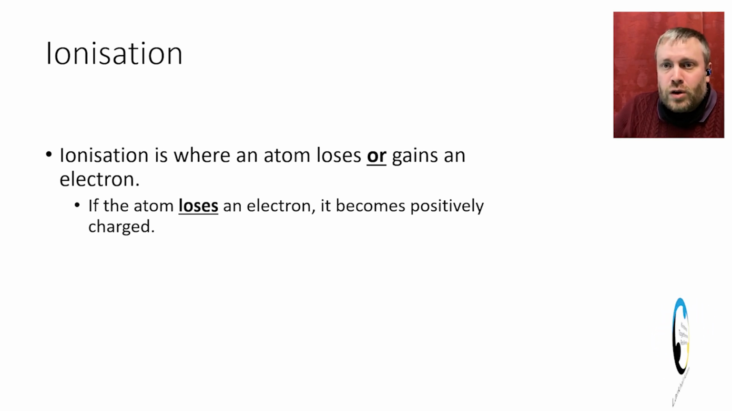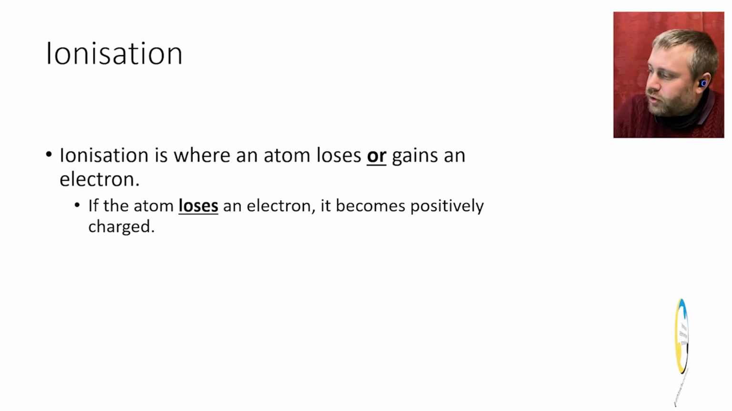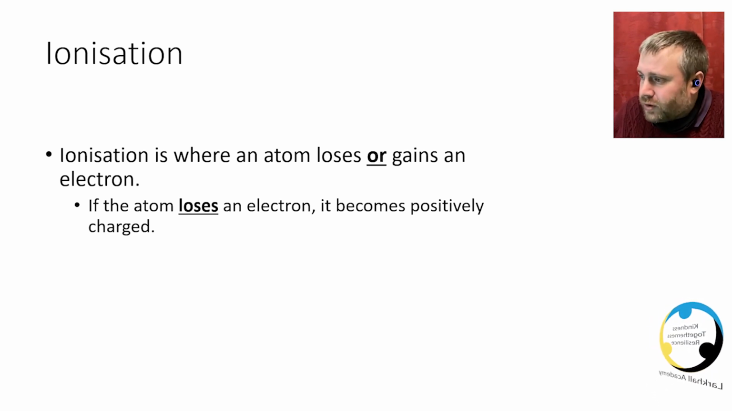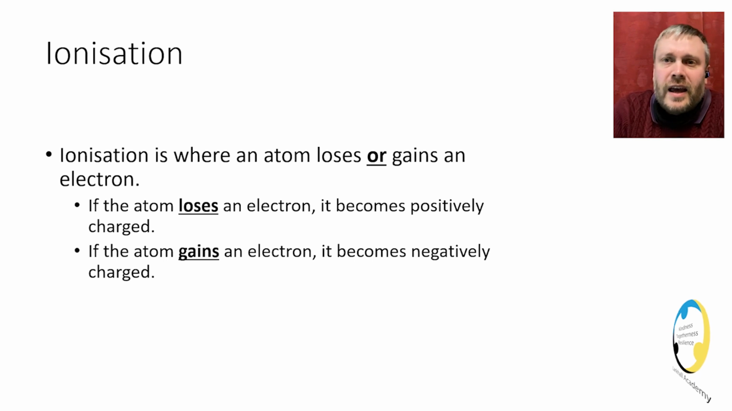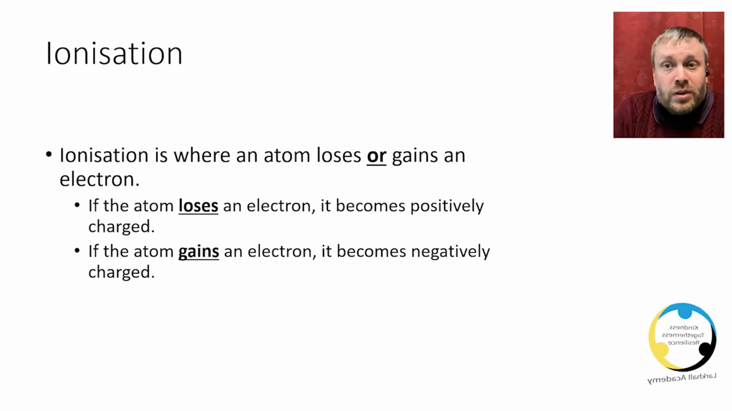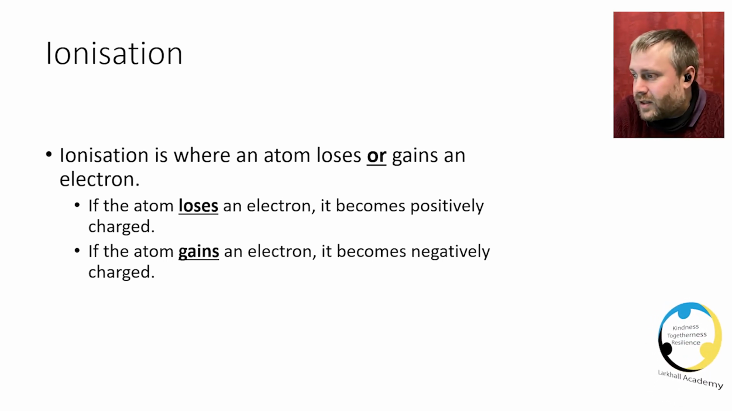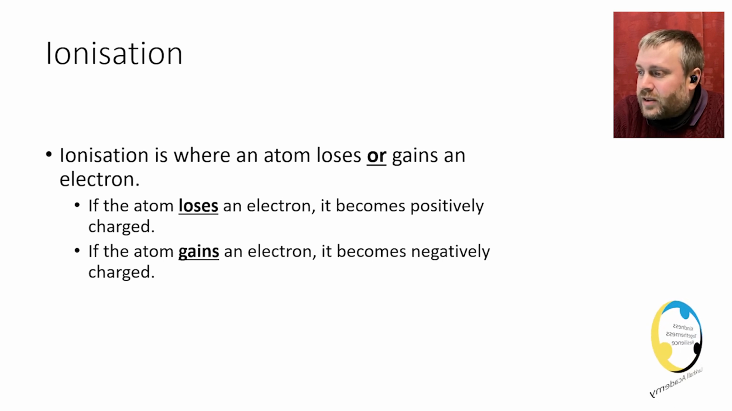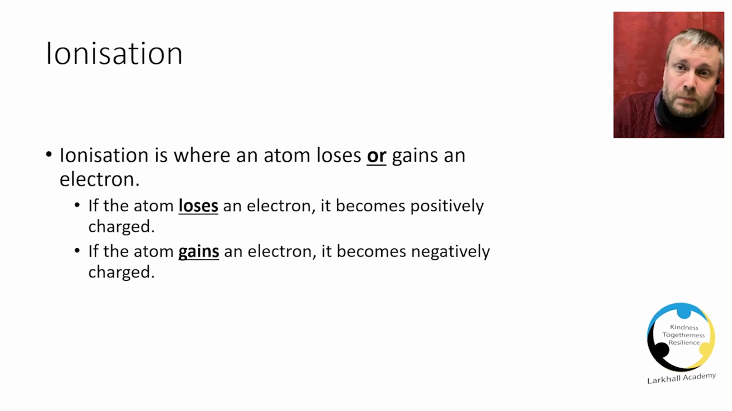Because the nucleus is positively charged and balances out the charge of the electrons surrounding the nucleus, if it's got fewer electrons surrounding that nucleus, then it ends up positively charged. If the atom gains electrons, it's still got the same number of protons, so the same charge in the centre, but more negative charge around the outside, which means it becomes negatively charged. Once an atom becomes ionised like that, we call it an ion. It either has a positive or a negative charge.